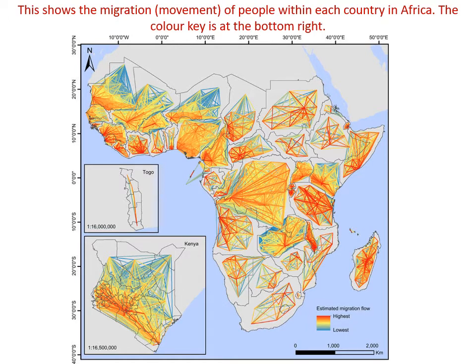So the lines show migration or movement of people within each country in Africa. The colour key is at the bottom right. So the red shows the highest number of people moving from one settlement to another, and the lighter yellows all the way through to blues show the least number of people moving. So you can certainly see within some countries kind of hot spots and areas where people are all moving towards. Let's have a look at the next slide.